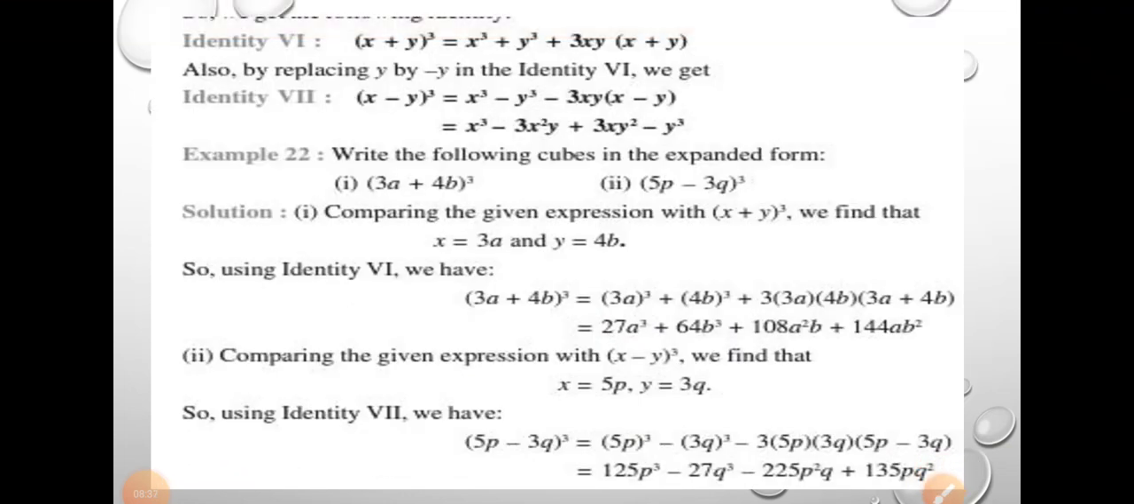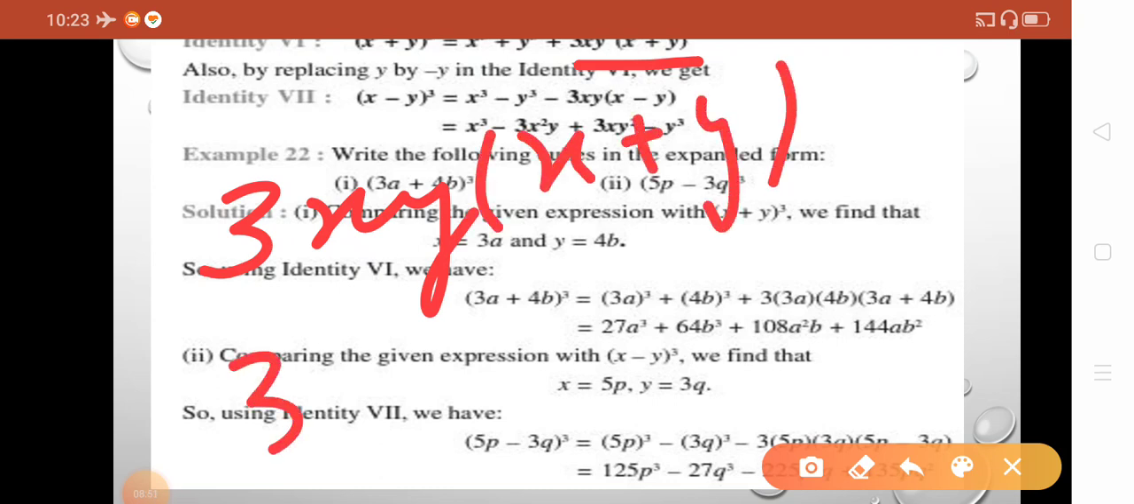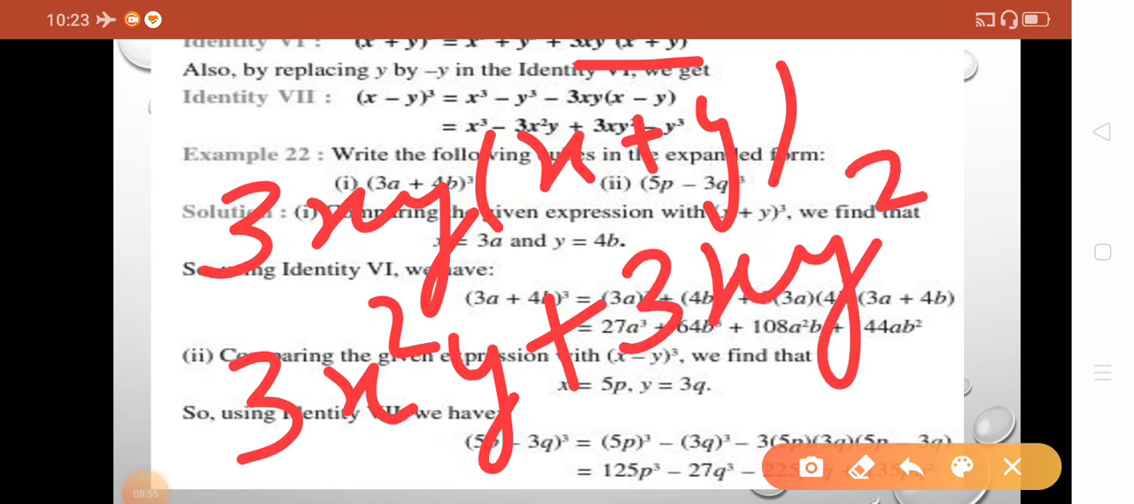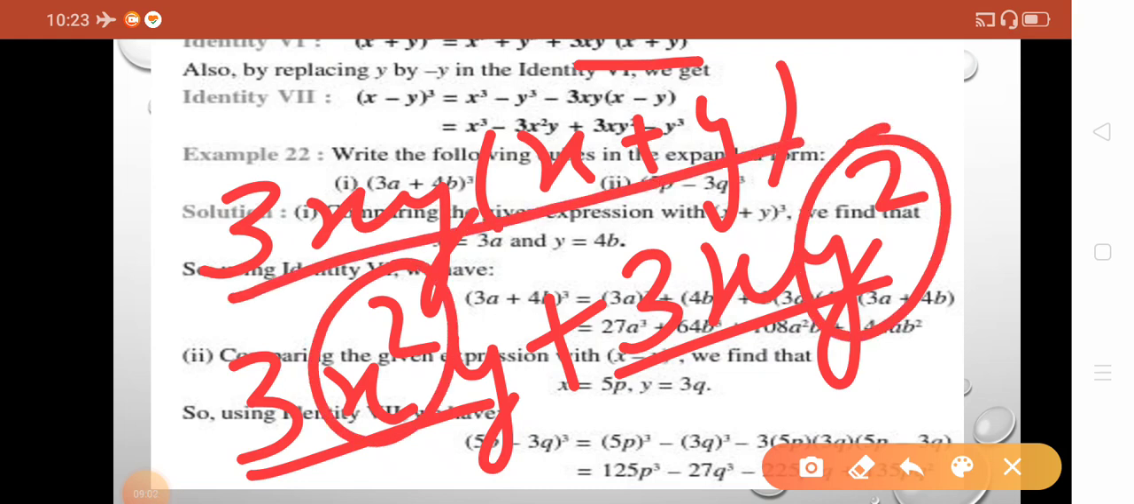Next is your sixth identity, (x plus y) whole cube, and the formula is x cube plus y cube plus 3xy into (x plus y). Here, what is this? 3xy into (x plus y) means, as we have studied, 3x square y plus 3xy square. So 3xy is getting common here, so here we are left with x and here we are left with y. So this can be written as 3xy into (x plus y), or otherwise you can write it like this.